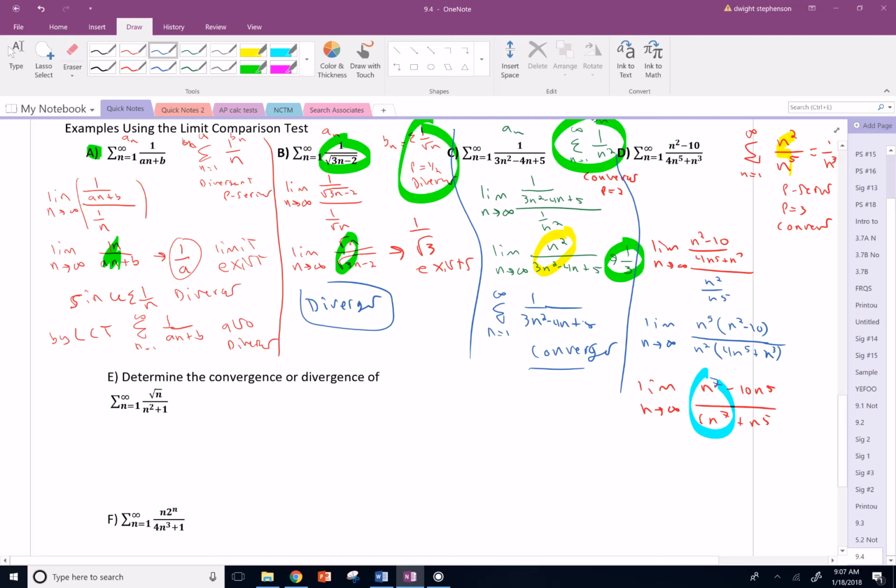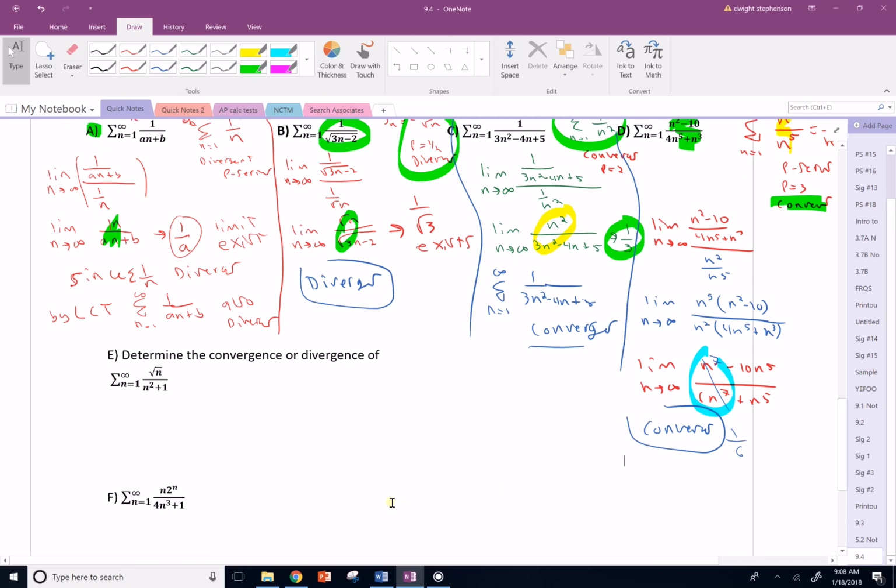Looking at your highest degrees, this converges to 1/6, and since it converges, or since the limit exists, then either both converge or both diverge, and since this one converges, this one also converges, right? So here we can say that it converges, right? That series we're given converges.